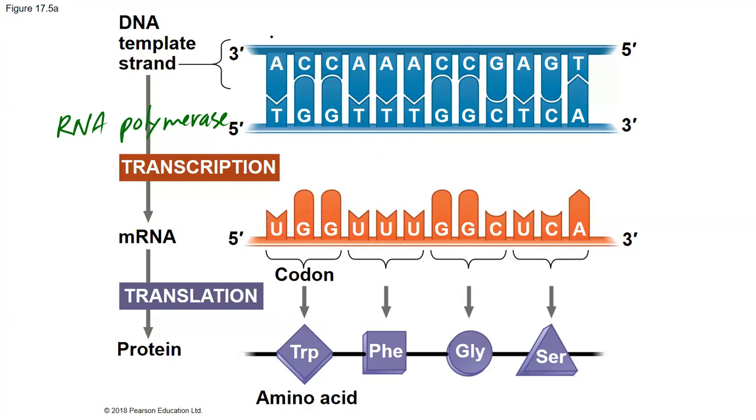Now, the triplet code of this DNA will be something like this. This is the first code made of 3 nucleotides. This is the second code or codon, and this is the fourth one. So this is codon 1, this is codon 2, this is codon 3, this is codon 4. Each codon or each code consists of 3 nucleotides.